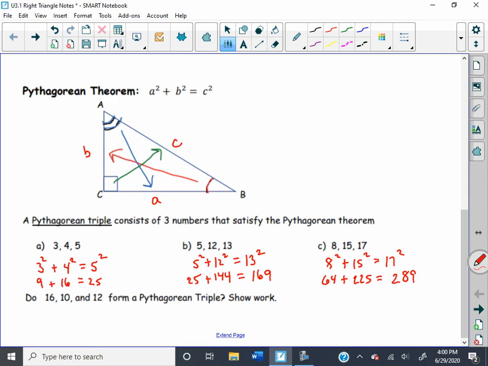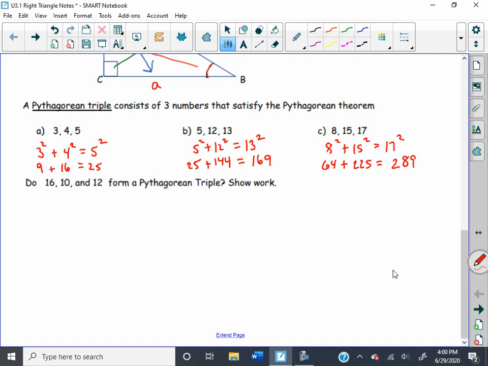All right, so then we have a question. Do the numbers 16, 10, and 12 form a Pythagorean triple? Show your work. Again, the biggest number has to be the c, and for the other two, it doesn't matter which one's a and b. So we can verify: does 10 squared plus 12 squared equal 16 squared? If it does, then it's a Pythagorean triple.